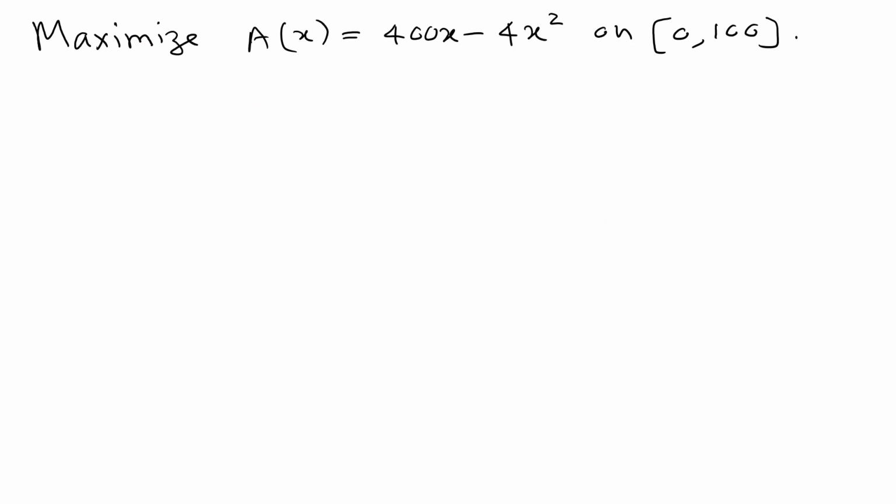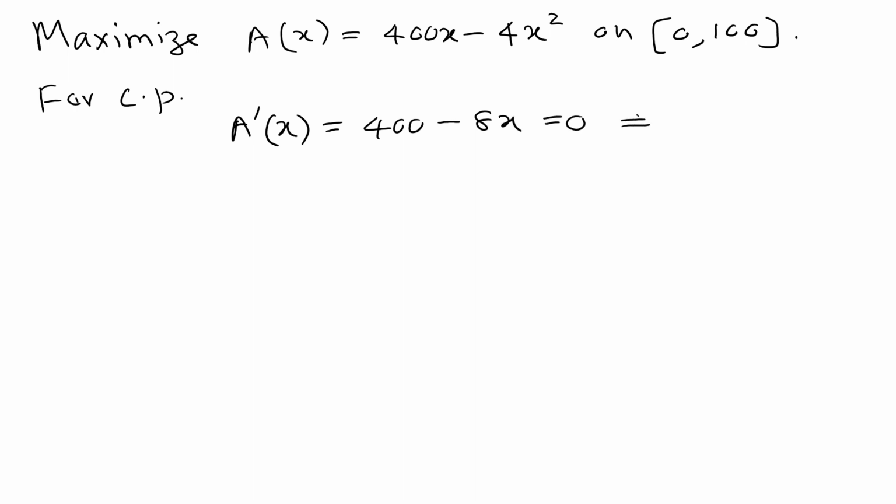What we now do in calculus is find the critical points, because we know that at the critical points you're going to get the maximum or minimum value. For the critical points, we can look at the derivative. The derivative of this function is easy to find, which is 400 minus 8x. Now we can set this equal to 0, and you get 8x equals 400. If we divide both sides by 8, you're going to get 50. So x equals 50 is the only critical point.